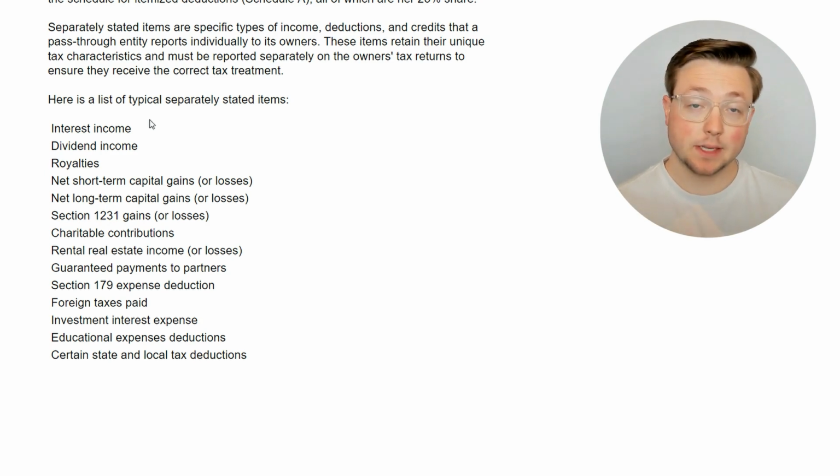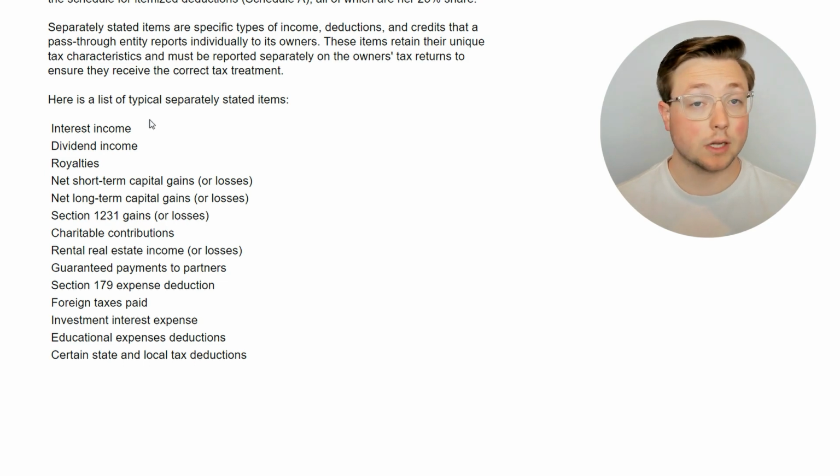So again, these items on a K1 are called separately stated items, and they would go directly to the different portions of the individual's tax return and be reported on each individual section that they belong instead of being smushed all together and just added up to be ordinary income or loss.